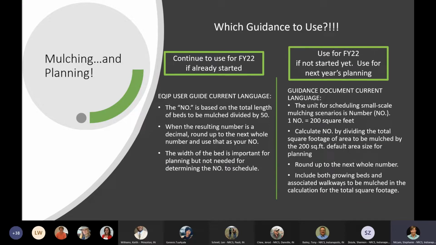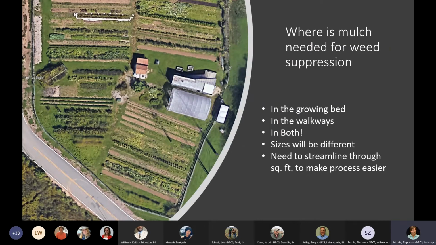So what are we going to do this year? If you're already neck deep in planning urban practices on your EQIP applications with urban farms, please continue to use the existing guidance in the user guide. That is the set guidance, and that's what we are going to fall back to if we have to. But if you haven't started yet on some of these applications, please start thinking about using the mulching guidance that we're going to be showing you today. We're hoping that this will streamline the process, and it will definitely be something that we're going to use for next year's planning.